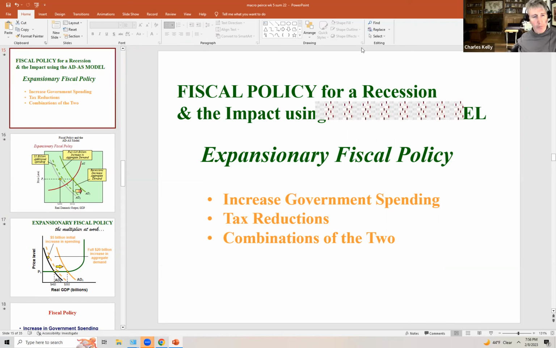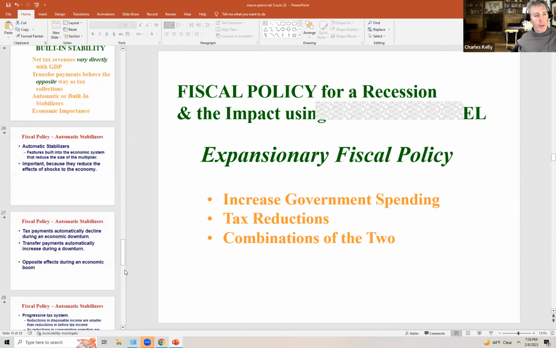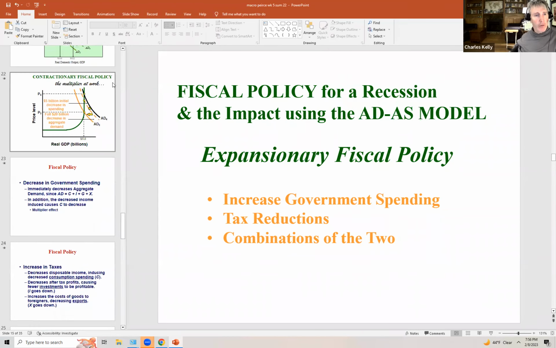So what happens if a recession is not the problem? Well, if a recession is not the problem, we might be experiencing what's called demand pull inflation. So let's look at that scenario.